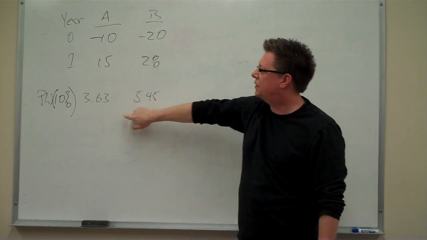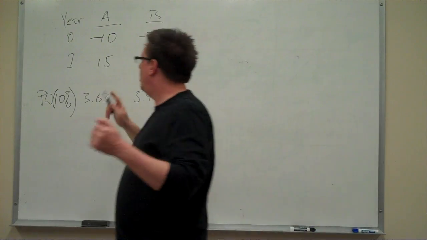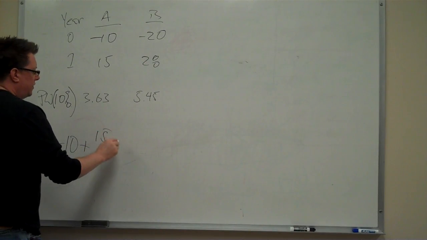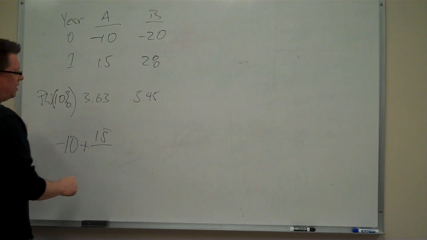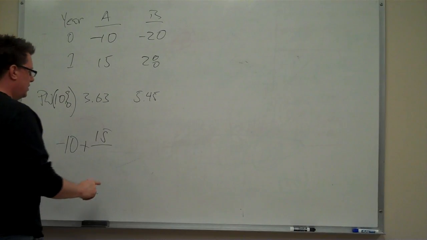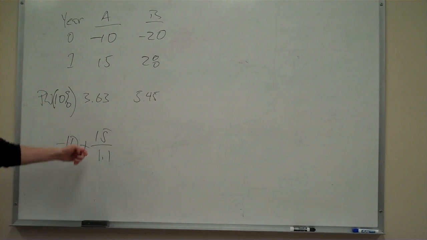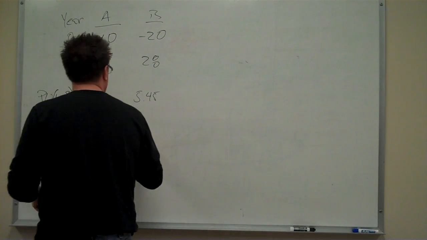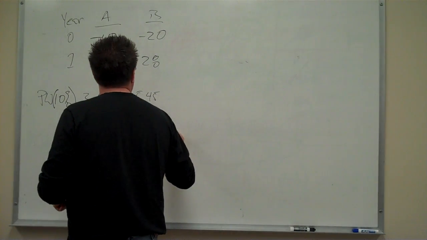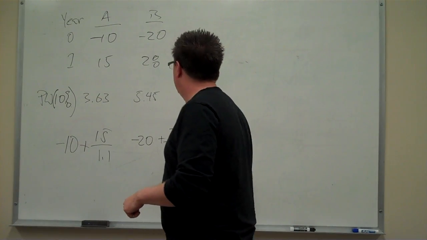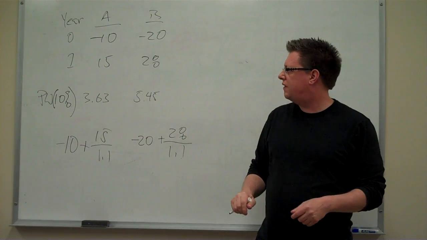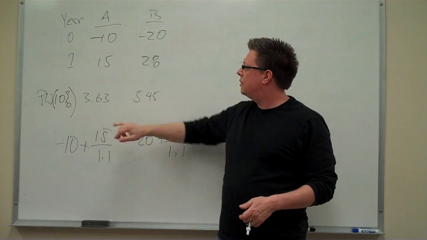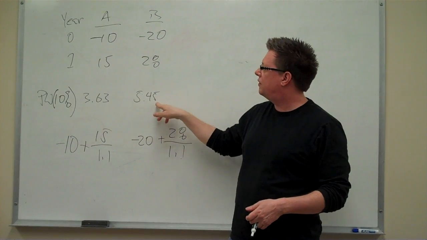Now what I've also done here is I've calculated the present worth for you. All I am doing literally is saying, well, it costs you 10, gets you 15, and these present worth numbers are calculated with a 10% interest rate. I'm just dividing the benefits in period 1 by 1 plus the interest rate. Doing the same thing over here, minus 20, and then the 28 that you're receiving in period 1, that gives you a present worth of 5.45. So present worth of asset A is 3.63, present worth of asset B is 5.45.